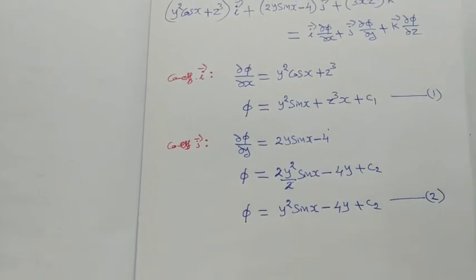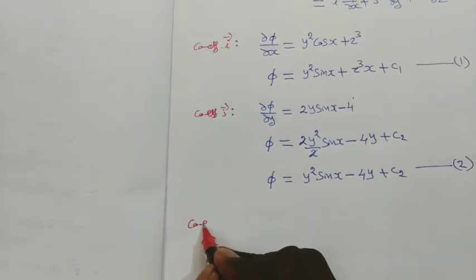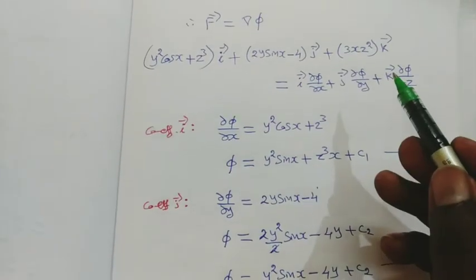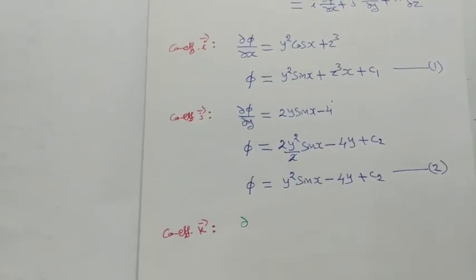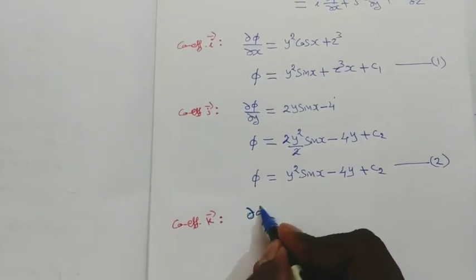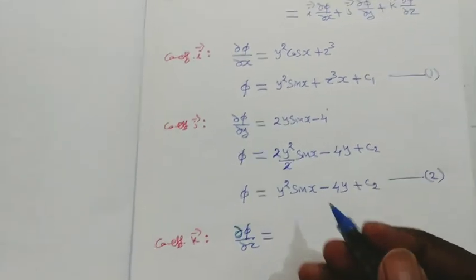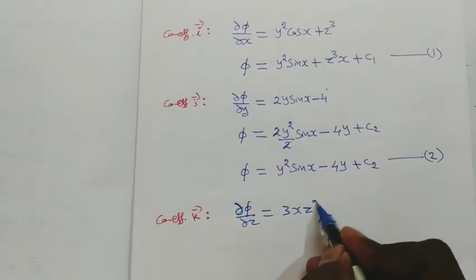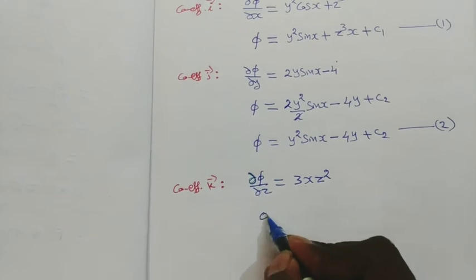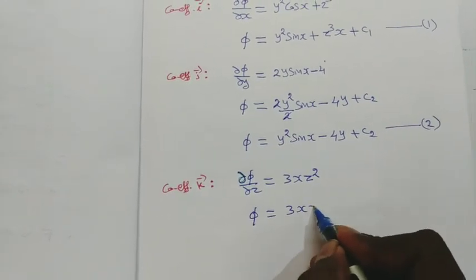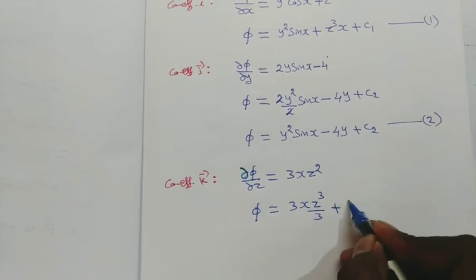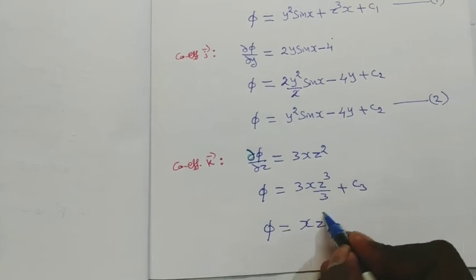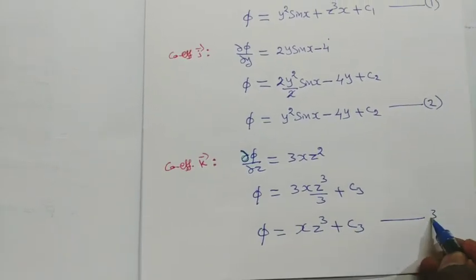So next I want to equate the coefficient of k. Coefficient of k vector. So what is the coefficient of k vector? ∂phi/∂z is equal to coefficient of k, 3x z². Integrating with respect to z. So phi is equal to 3x z² integral z³/3 plus integral constant c3. Therefore phi is equal to, cancel 3, x z³ plus c3. Take this as equation number 3.